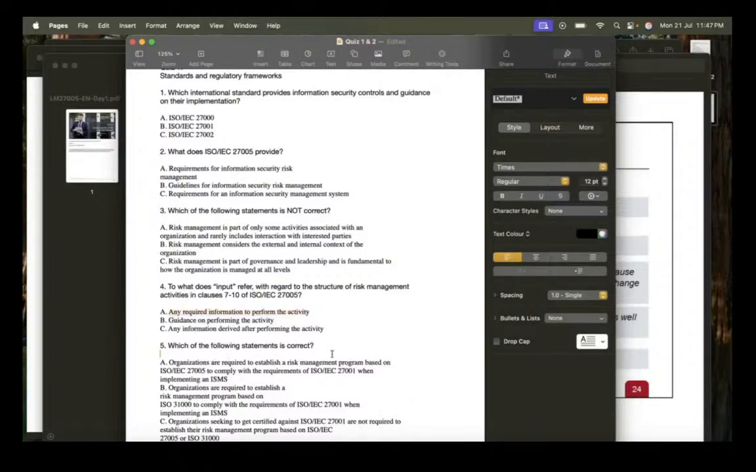Moving on to the last question to complete this refresher. It says, which of the following statements is correct. There are 3 statements in front of you. Maybe you can go through each one and then we can discuss which one you believe is correct. Required to establish risk management program based on.